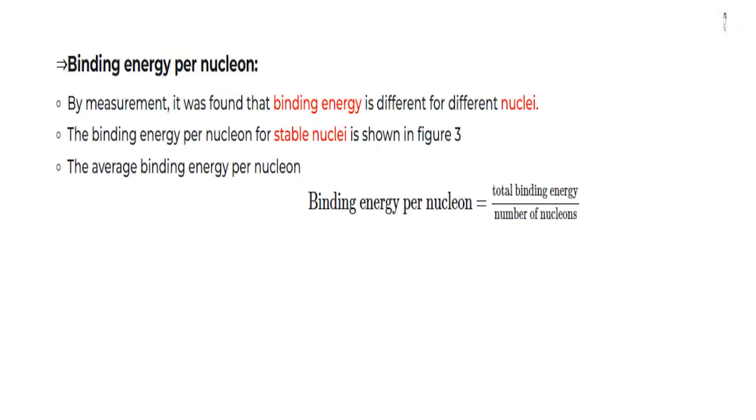So in order to find out the binding energy per nucleon, you will divide the total binding energy by the number of nucleons. Also remember, the binding energy is different for different nuclei, and the average binding energy per nucleon is equal to total binding energy over number of nucleons.